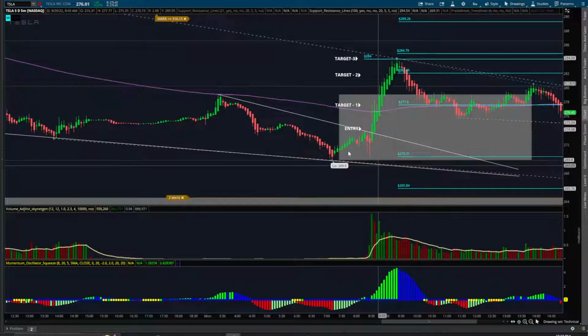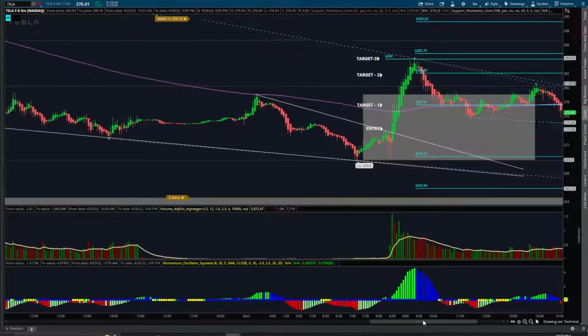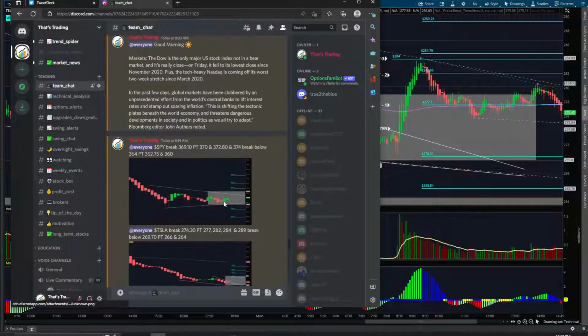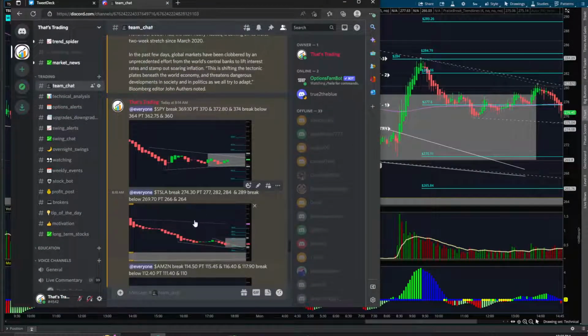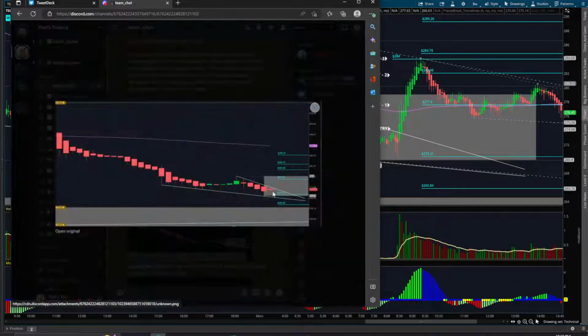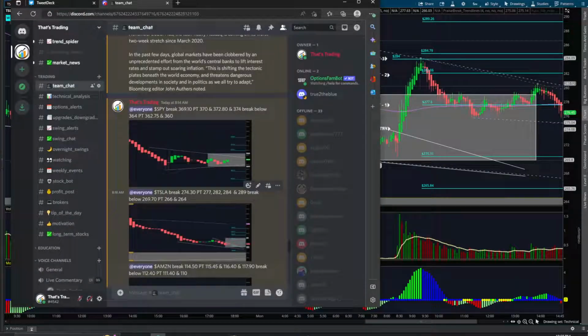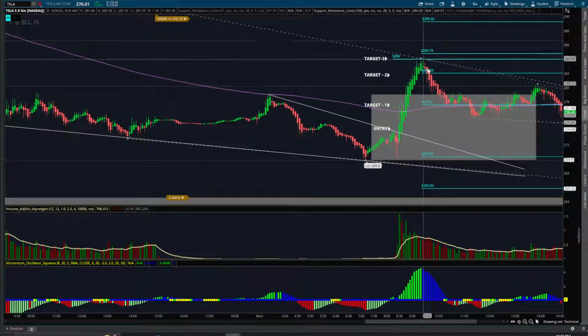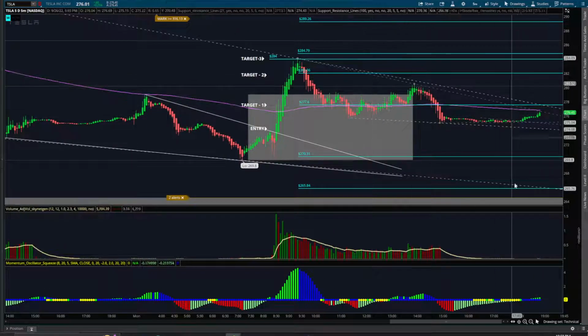Amazing play here on Tesla. I set that up. You can see here on my Discord, this is the setup right here, you see it before it even happened. It says Tesla break of 274.30, price targets 277, 282, 284, and so I alerted that, and you could see we started hitting targets. It held up all right on Tesla.